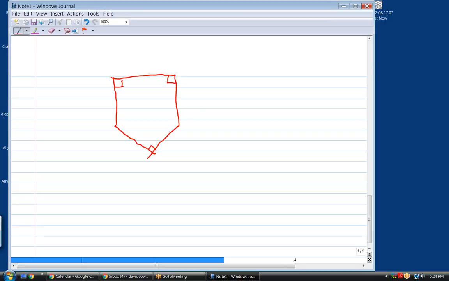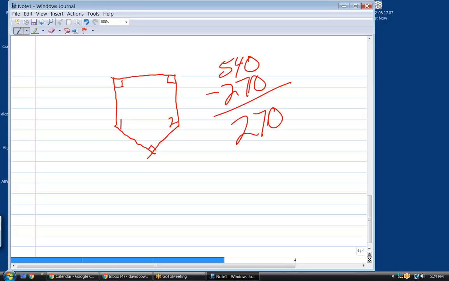So how are we going to figure out what these angles 1 and 2 are? We need to figure out what the overall interior angle measurement of a pentagon is. So you do 180 times n minus 2. So it would be 180 times 3, which is 540. Okay. And then subtract 3 90-degree angles. 270. And then divide it by 2.